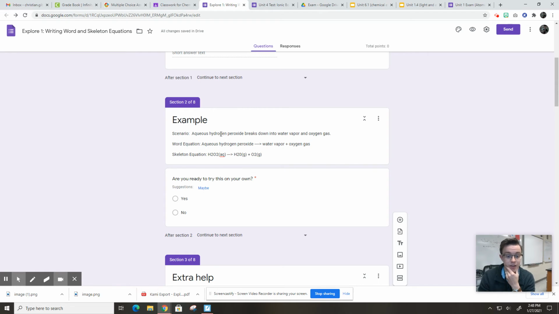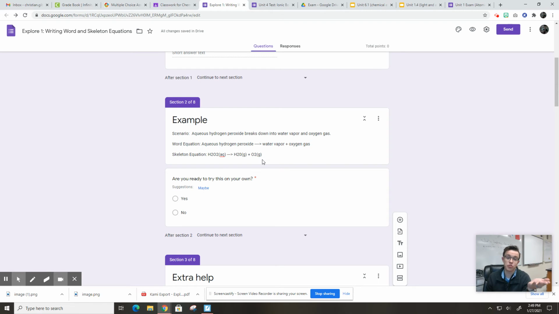Again, with a word equation, we're just using the words. We've replaced some of the words from the scenario with symbols, like the arrow and the plus sign, but it's still an equation made from words. Now what you want to do is take those names of those compounds and convert them into an actual formula. So here's the skeleton equation. H2O2 is hydrogen peroxide. It said it was aqueous, so I've got a little AQ. Yields the formula for water, which it said was water vapor, so that's a gas. So I put a little G, plus oxygen gas. So I've got O2, oxygen is diatomic, so it's always going to be O2, and then the letter G to indicate that it's a gas.